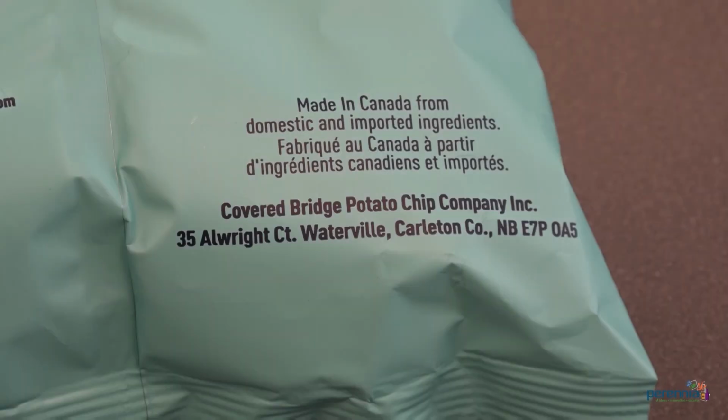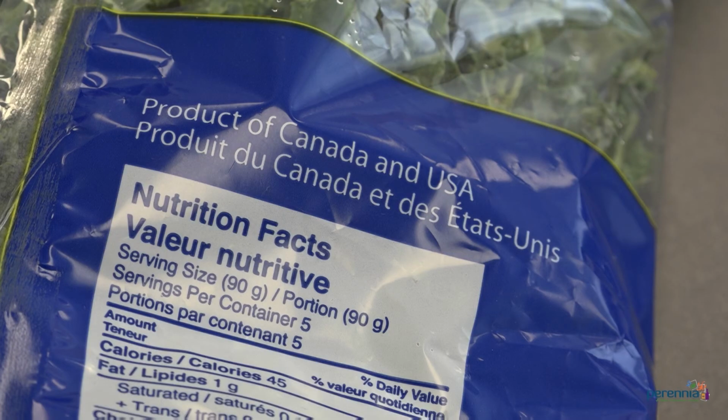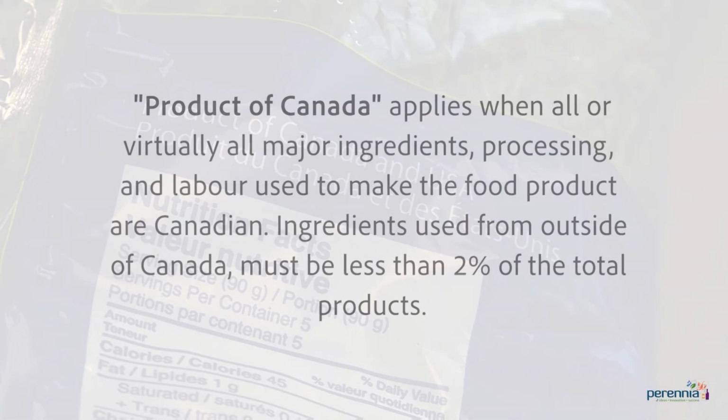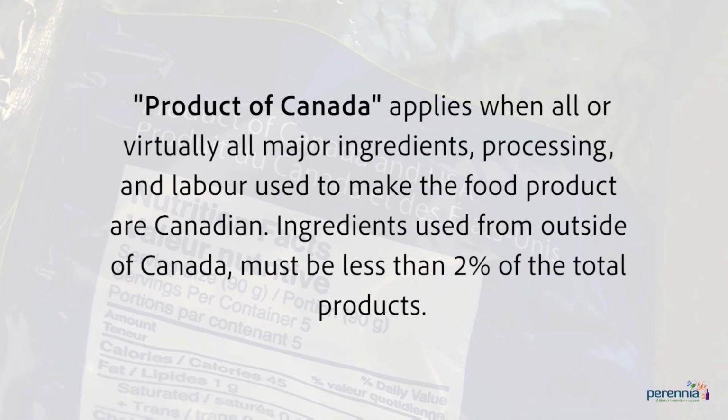If you are importing products from outside of Canada, be sure to use an imported for or imported by statement. You will also need a country of origin statement. These are not necessary for products made and sold within Canada, and the Canadian origin will show through a Canadian principal place of business. Claims such as product of Canada and made in Canada can apply. Note the difference to make sure you are making the correct claim.